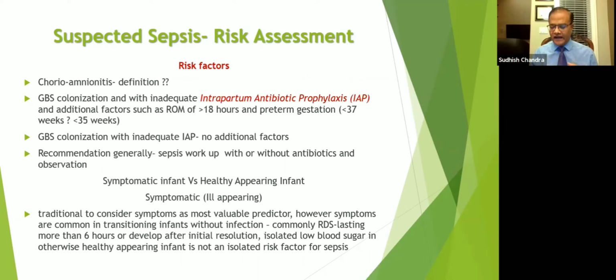The other thing, and I remember from my residency days, is that low blood sugar was sometimes considered sepsis first. But isolated low blood sugar with no other risk factors is not a risk factor for sepsis. So just low sugar, if everything else is fine, should not prompt us to do all those blood tests and put the baby on antibiotics. We should try to figure out why the blood sugar is low. Either it's low birth weight, preterm, small for gestational age, IUGR, infant of a diabetic mother, or something else.